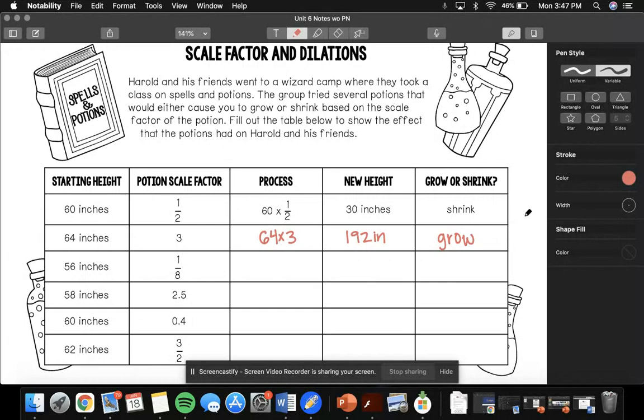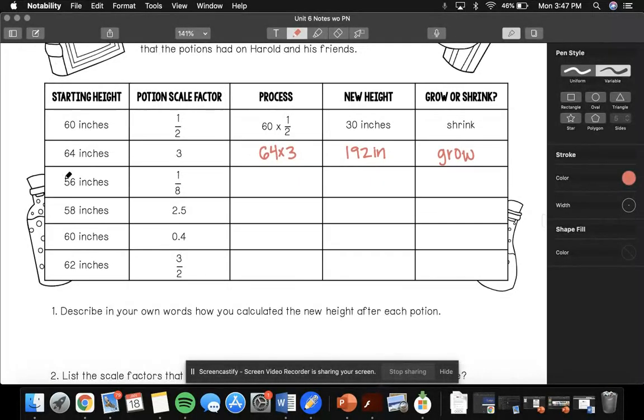Another person was 56 inches, and their scale factor potion was 1/8. When we multiply that, we get 7 inches. So when we compare the person who was 56 and now is 7 inches, they shrank. Okay, I want you guys to try these problems.